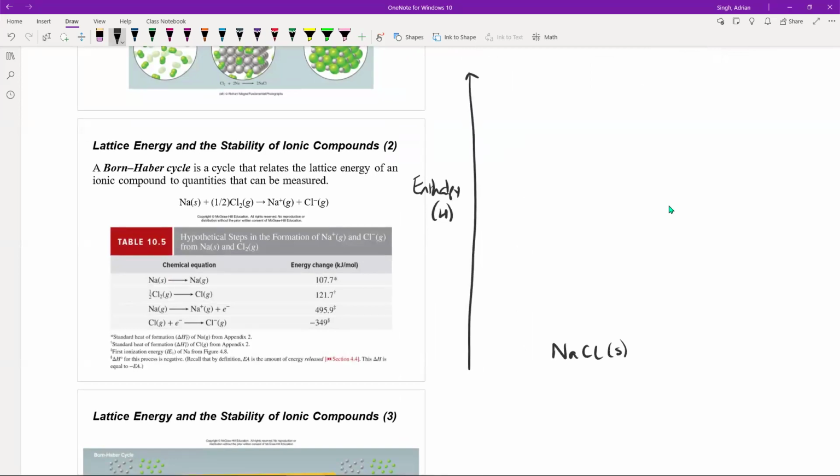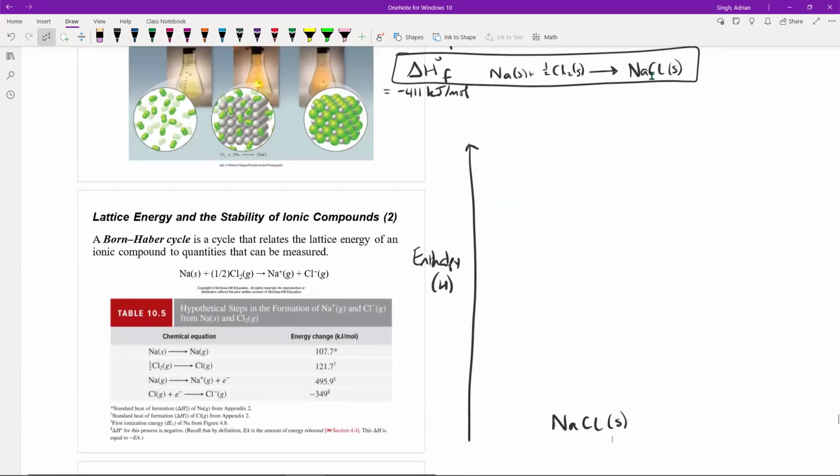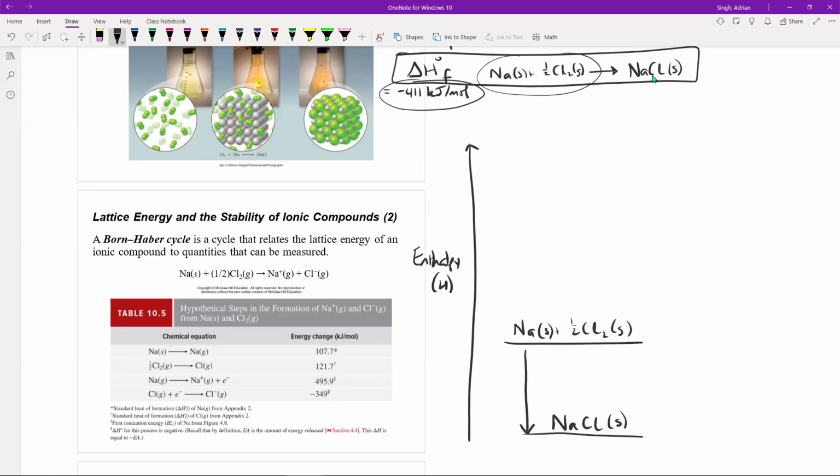in order to produce that according to our reaction, that process is an exothermic process. So our starting materials, the sodium and the chlorine, actually have to be higher in energy than the NaCl. So we'll have our Na solid and our Cl2 gas up here, at higher enthalpy. That process going from the reactants to the product will be going down, and that's our delta H of formation for NaCl.